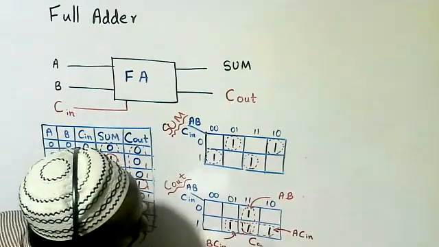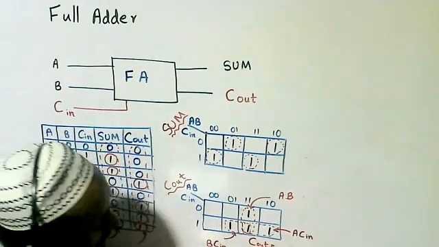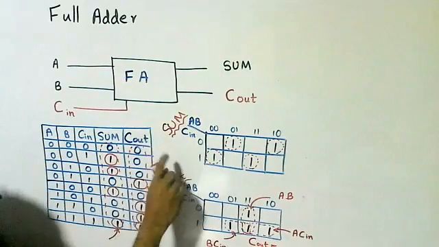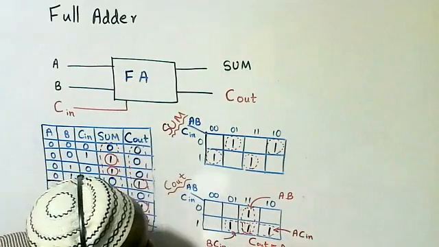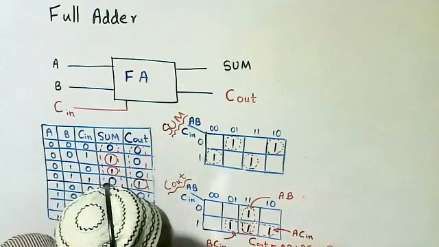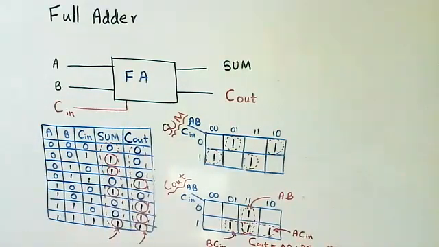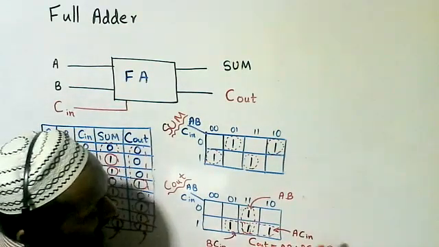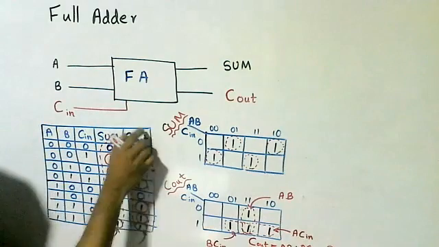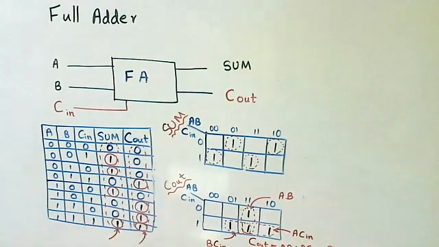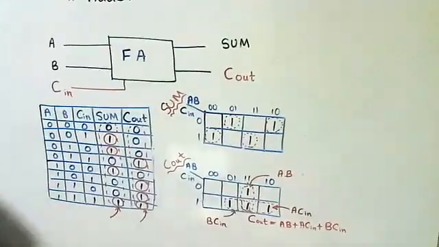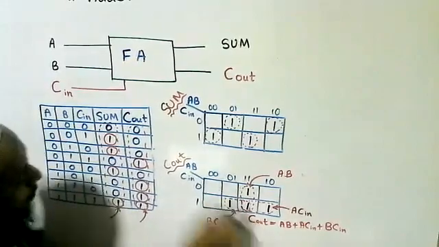C out means output. Already we have taken this in our truth tables as Q and Y. Likewise, C out equals AB plus AC in plus BC in. That is the simplified SOP expression for this C out. I'll focus my camera down, students. Right, so this is the simplified SOP expression for C out.